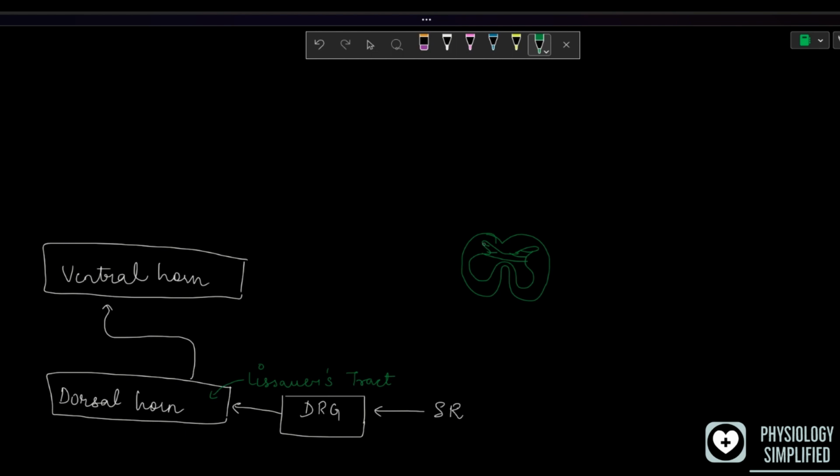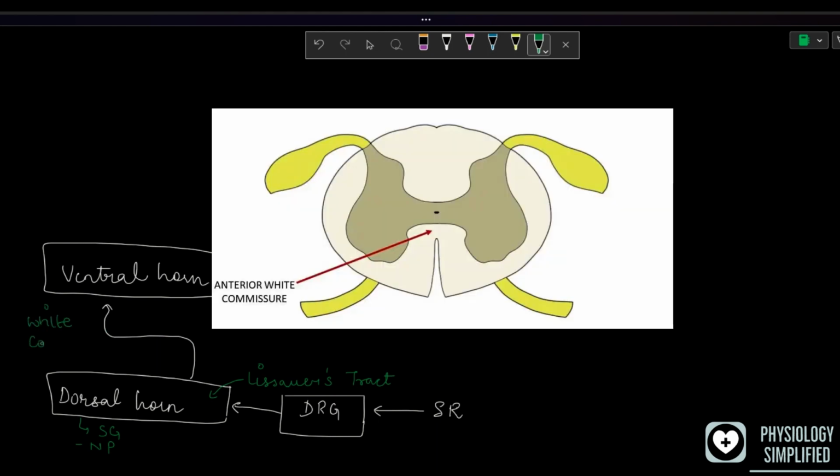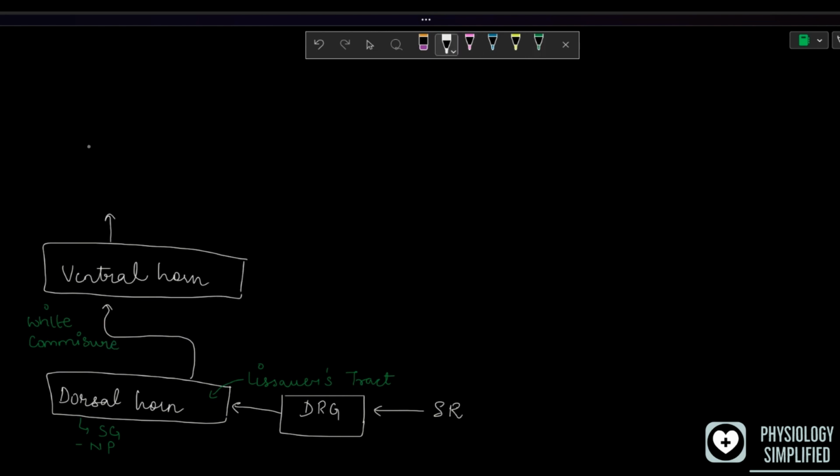The neurons carrying pain and temperature sensation will reach the first and the second layer, which are known as substantia gelatinosa and nucleus proprius respectively. The neurons from the dorsal root ganglion will enter the dorsal horn and will synapse with other neurons which will travel up ipsilaterally before crossing over to the other side of the spinal cord through the white commissure. These will travel all the way up to the brainstem.